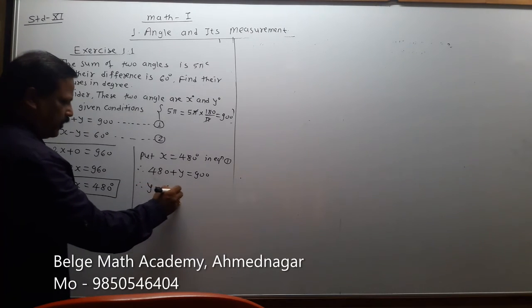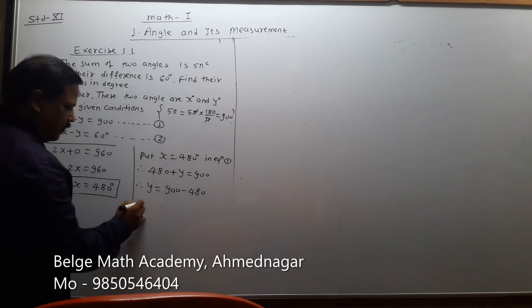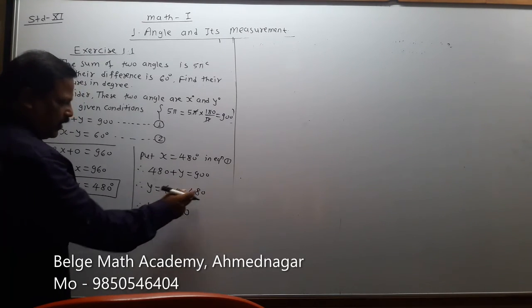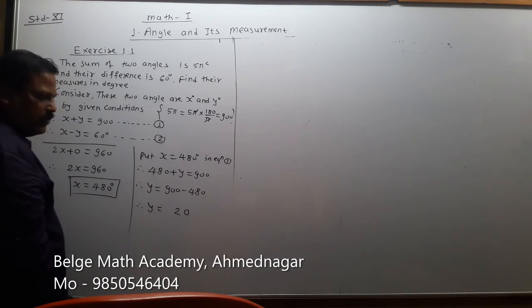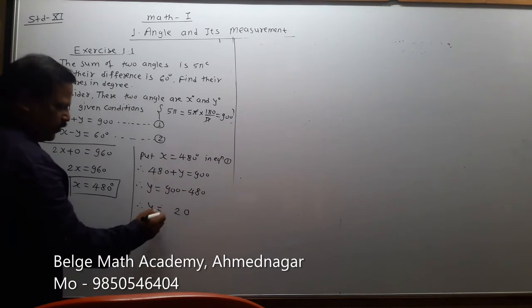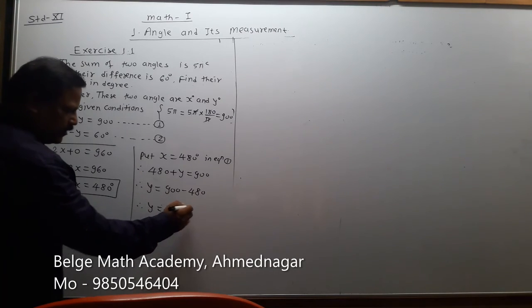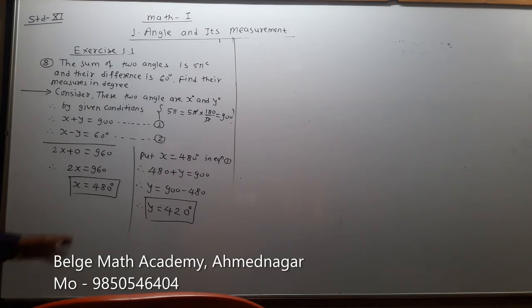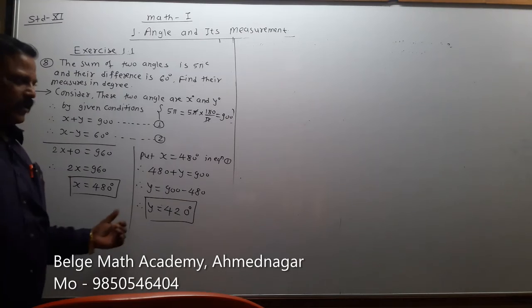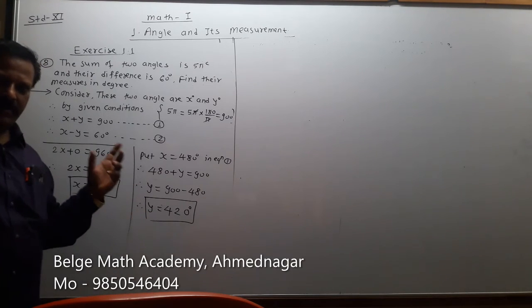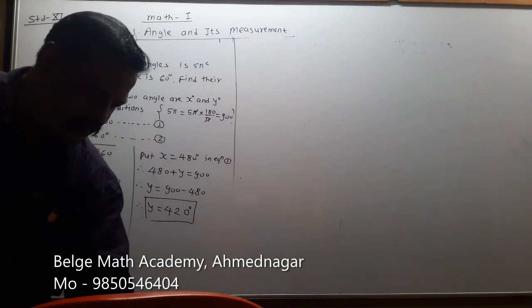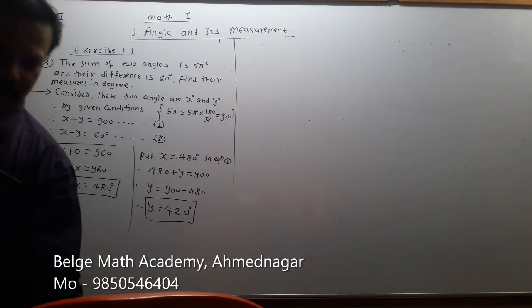y is equal to 900 minus 480. So y is equal to subtraction, 0 minus 0 is 0, 10 minus 8 that is 2, 1 is carry, so 9 minus 5 that is 4, subtraction is 420. It is not converted into radian; the answer is required only in degree measurements. So that is example number 8.